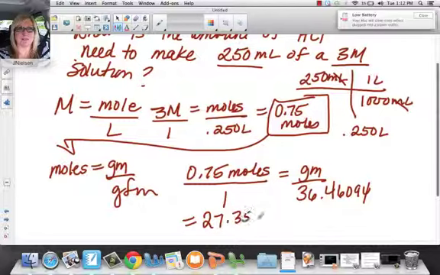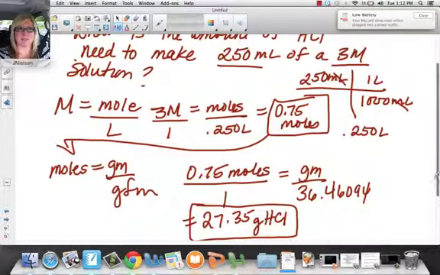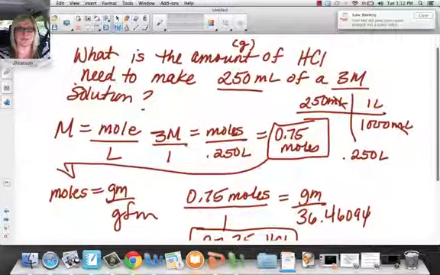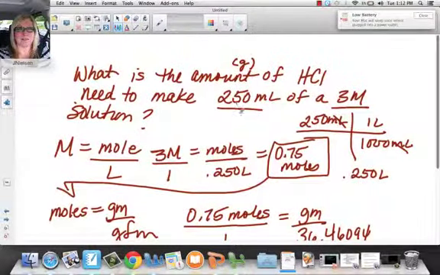27.35 grams of HCl. So I'd have to go measure out 27.35 grams, and I'd have to dissolve it in a little distilled water, maybe 200 mils of distilled water, till it all dissolves, and then bring it up to 250 so the whole solution is 250, and I will have a 3 molar solution.